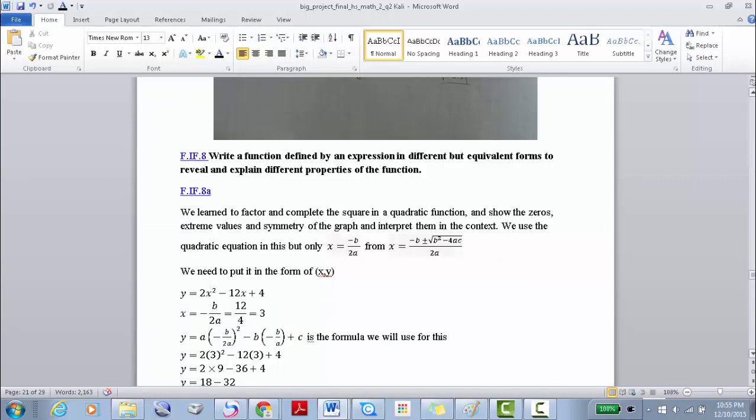So F-IF-8 is kind of similar to A-SSE-2, so I didn't actually do it. It's basically writing expressions in different or equivalent forms to reveal and explain different properties of the functions.